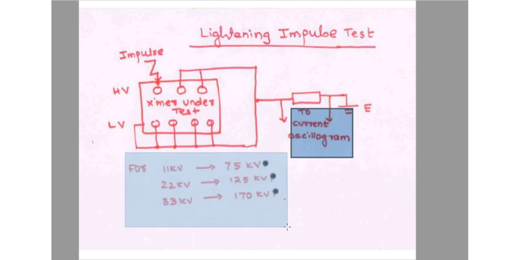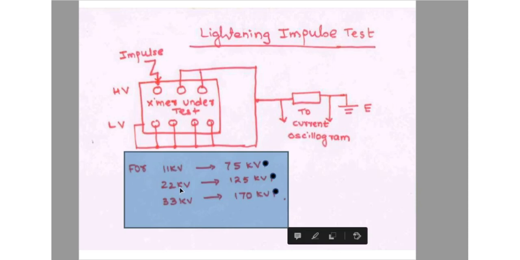The application of voltage for an 11 kilovolt winding is a 75 kilovolt impulse. If there is a high voltage winding of 22 kilovolt, we have to apply 125 kilovolt, and if there is a high voltage winding of 33 kilovolt, we have to apply 170 kilovolt impulse.